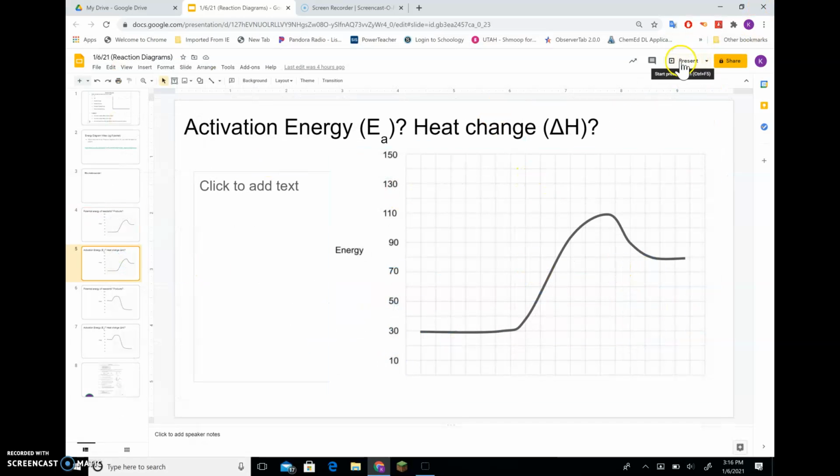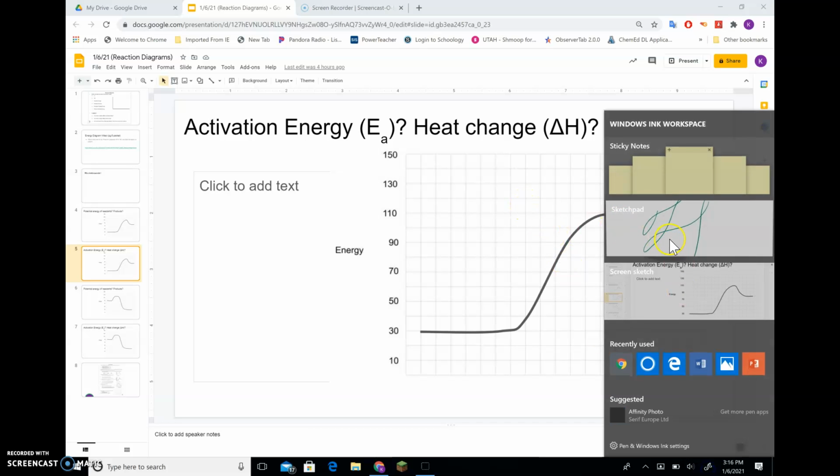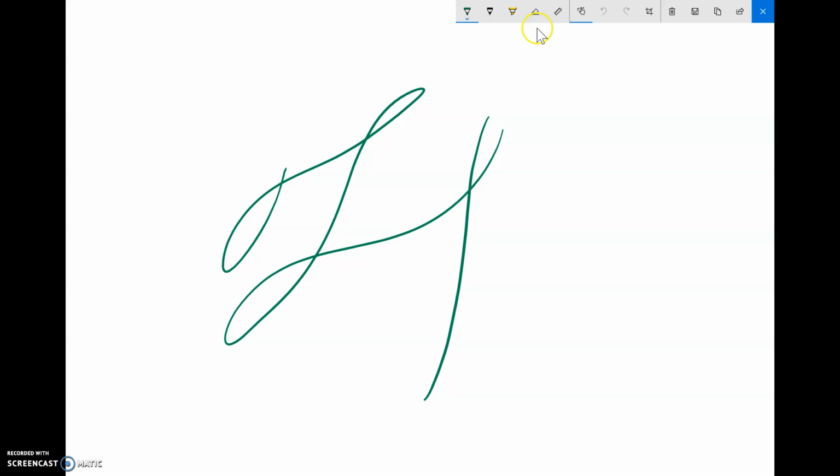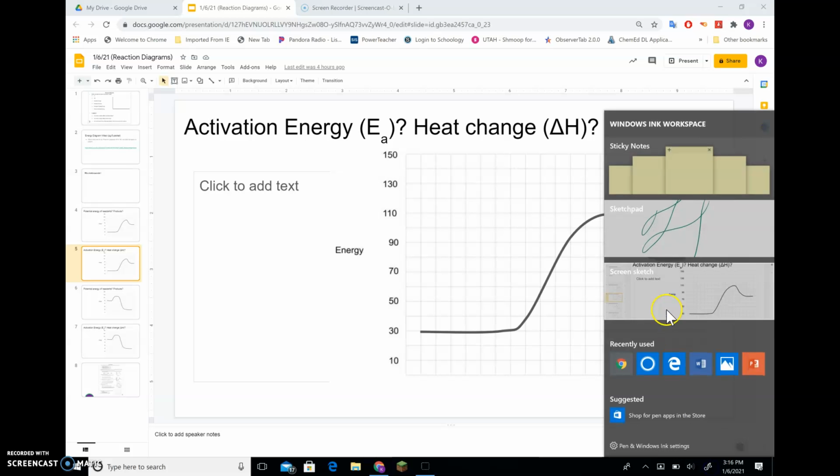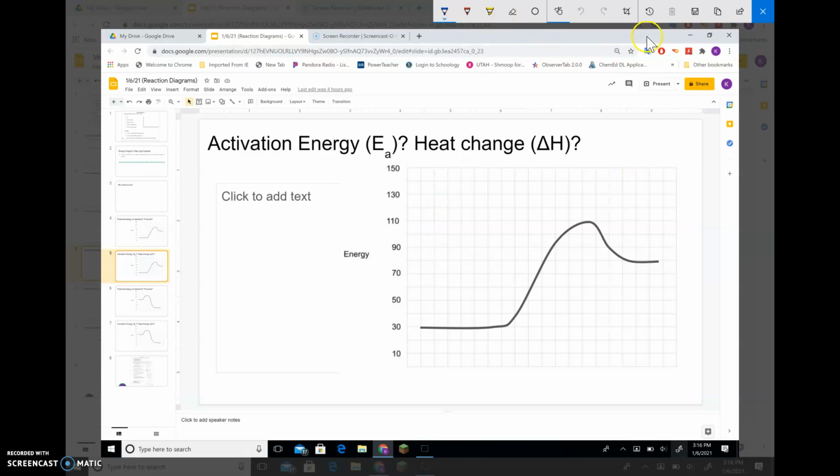Then we need to go ahead and do the activation energy and the heat change, which we already talked about in the last video. So in this one, we are going to, see what I mean? I'm just having technical difficulties today. I do not know what is happening. Well, I do, but I'm having issues is what's happening.